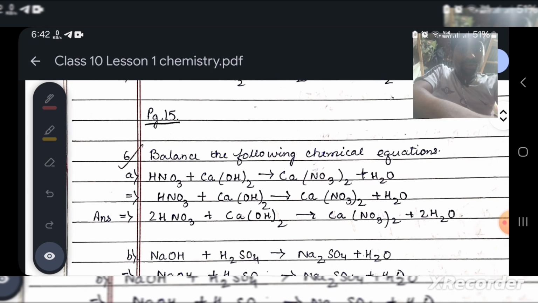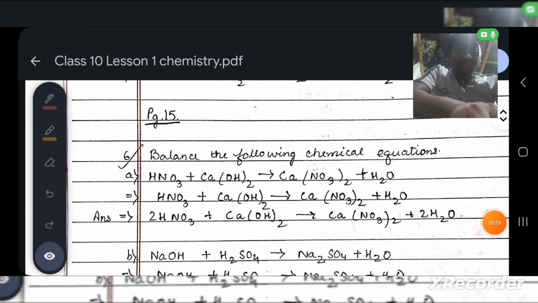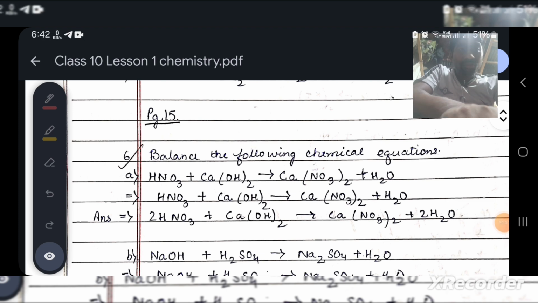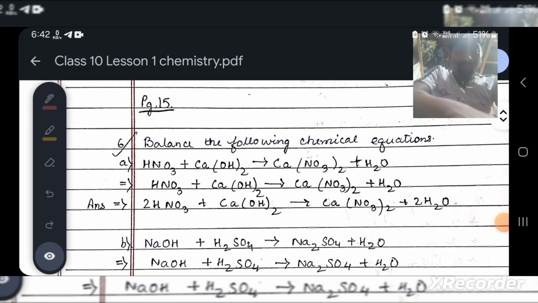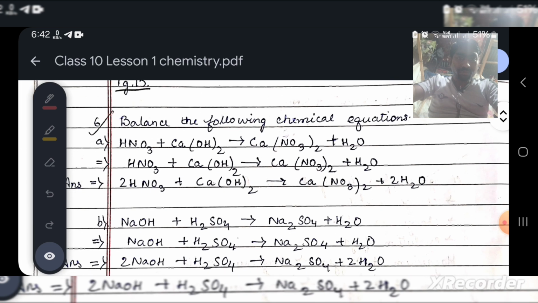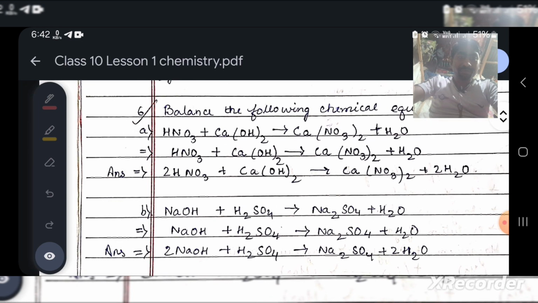Now you can look. Now you can go with page number 15. In page number 15 there is also some balance equation notes. You can look in question number 6.